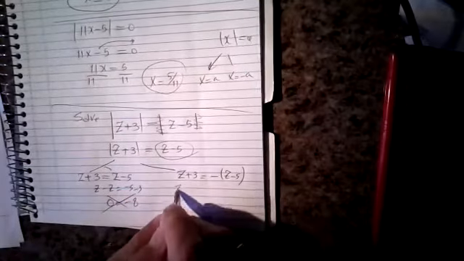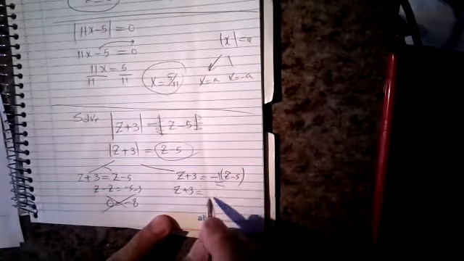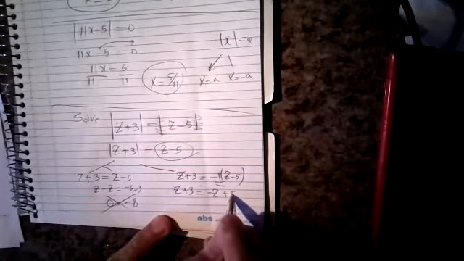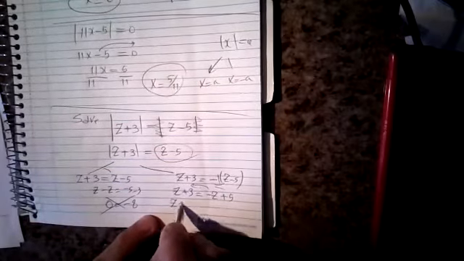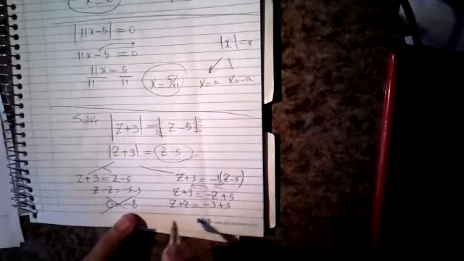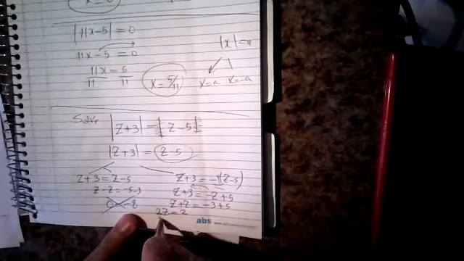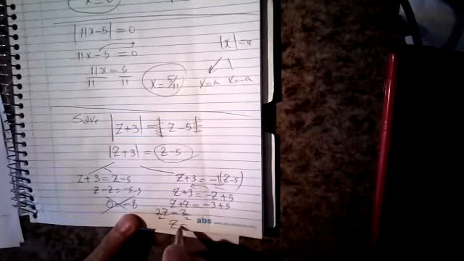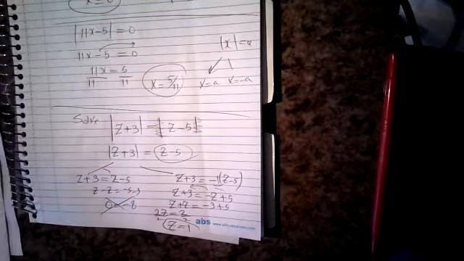But the second one, I bring the negative 1 and distribute. And then I move z to the other side and 3 to the right side. So you have 2z is equal to 2. z equals 1. This problem has only one answer, z is equal to 1. So this is in case you have two absolute values.